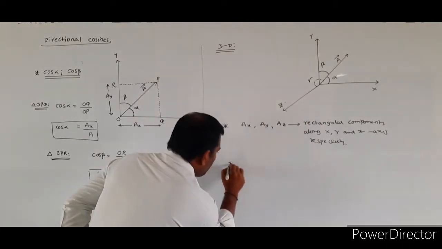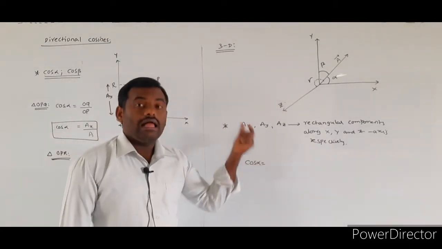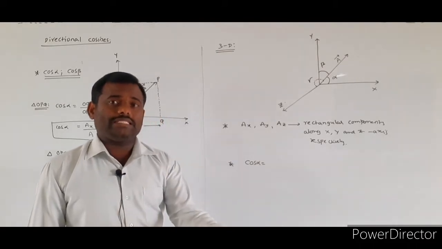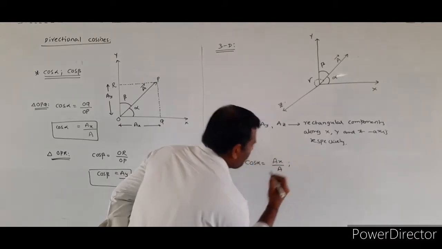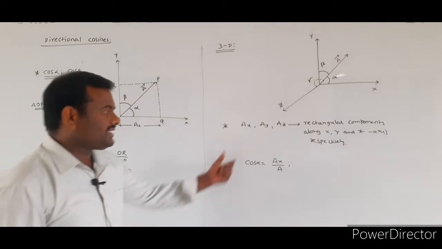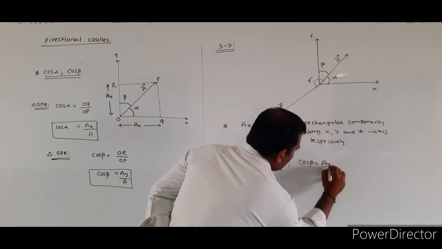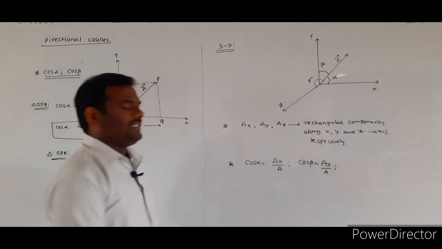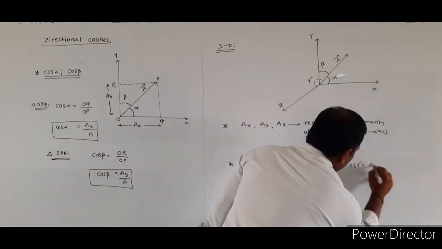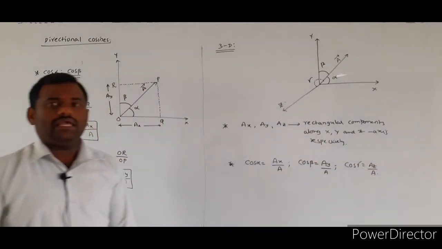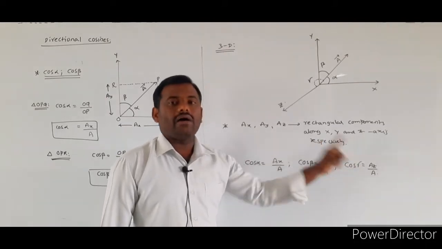Now we will define the cos alpha value. What is alpha? The angle made by the given vector with respect to the x-axis. So cos alpha is equal to Ax by A. Cos beta is equal to Ay by A. And cos gamma is equal to Az by A.